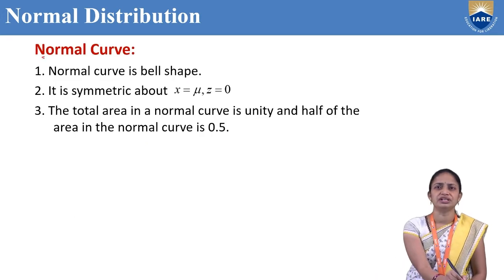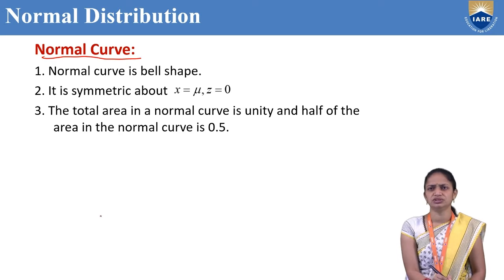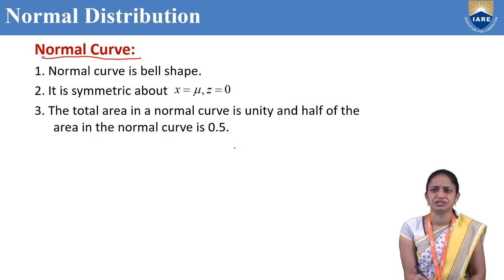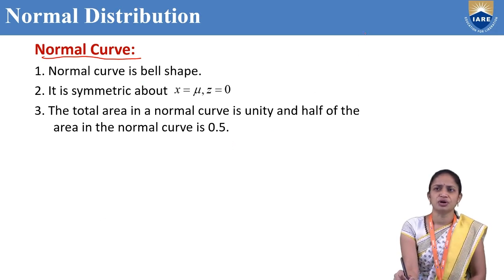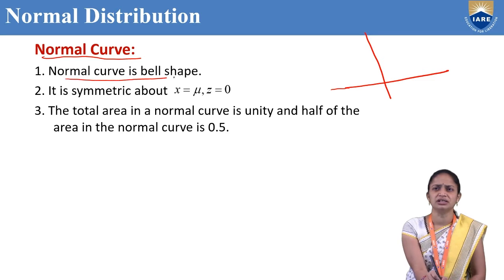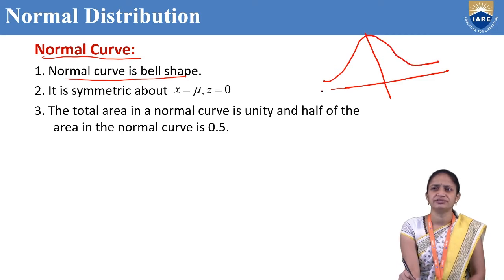Now coming to the definition of the normal curve. So what is the normal curve? This is very useful for doing problems in normal distribution. First point, the normal curve is bell shaped. So this is our normal curve. The normal curve is bell shaped and it is symmetric about x equal to mu and z equal to 0.